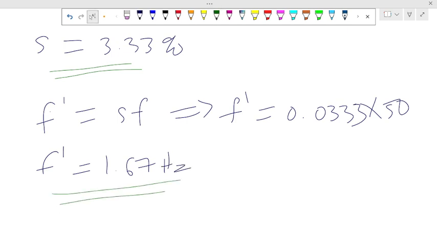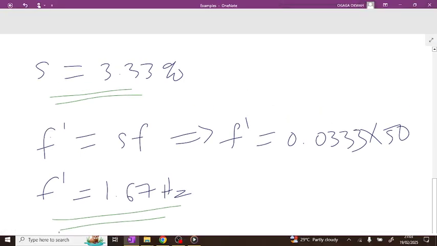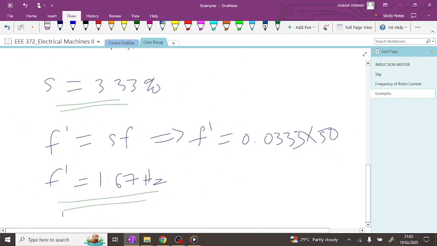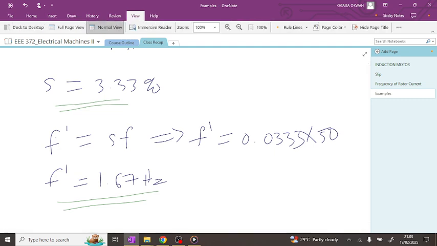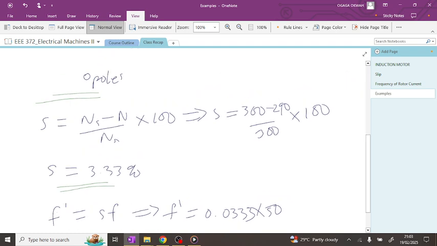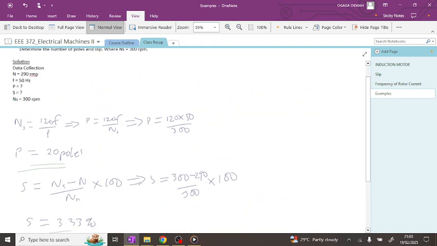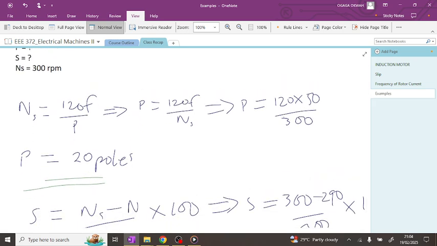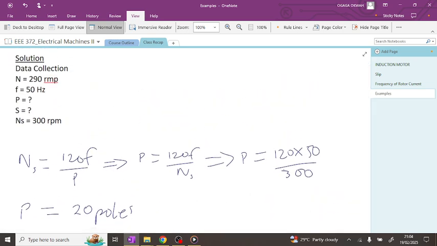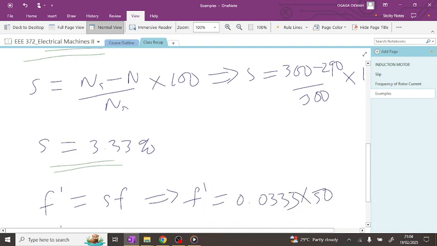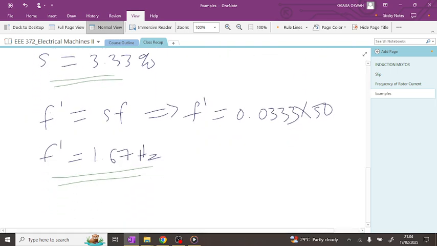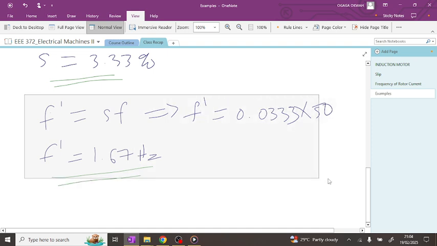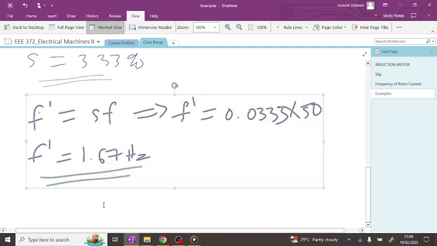All right, so that's the solution right there. We have P as 20 poles, and for our slip, 3.33%. That's the percentage. The frequency of rotor current part is not part of the question; if you want to do it, you just use that same formula.